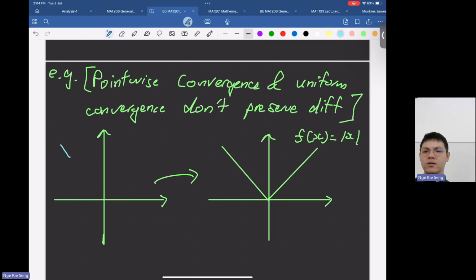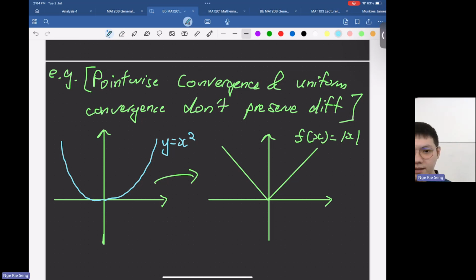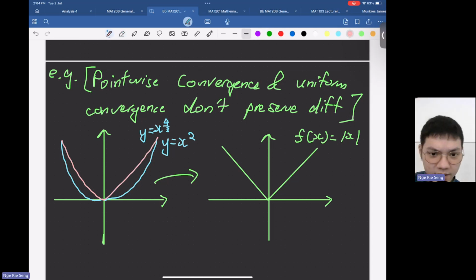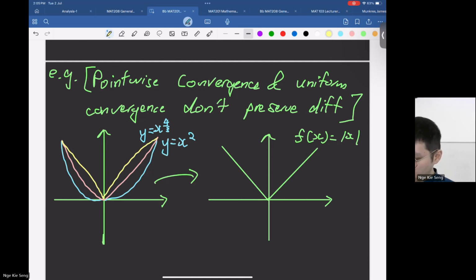First term, let me see what this sequence is. Okay, good. So how to converge this to this function here? For example, let's say the first term we take is y equals x squared. And then the next term we take, for example, y equals x to the 4 over 3. So how does this graph look like? Maybe it looks like this, sharper a bit. And then the next term, maybe we can take x to the 6 over 5. Can you observe what's the similarity over these three?